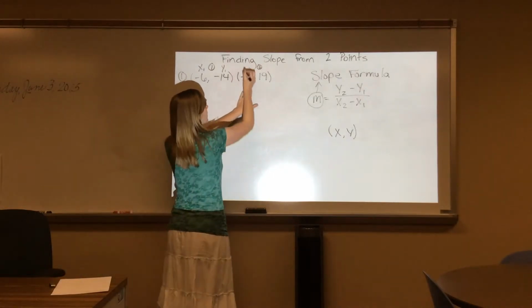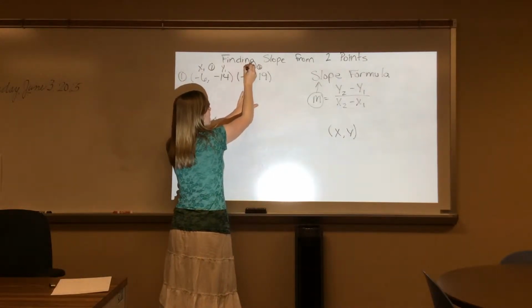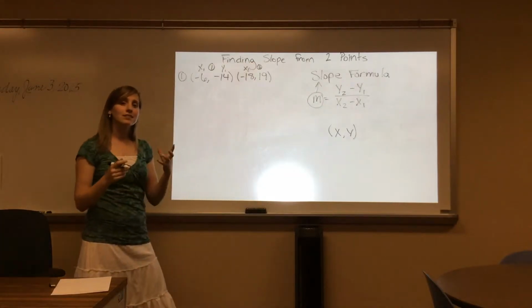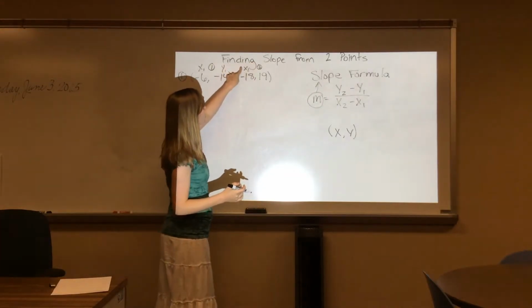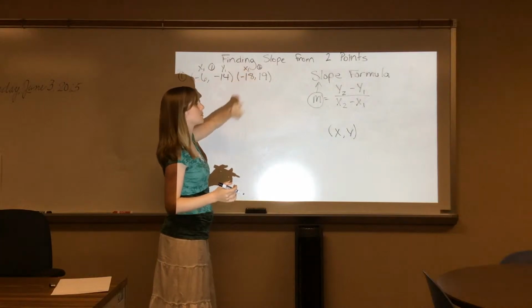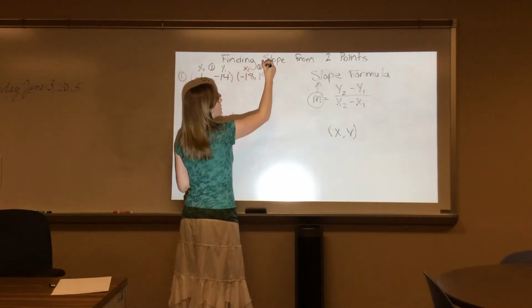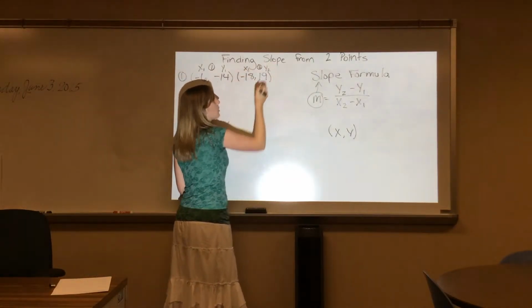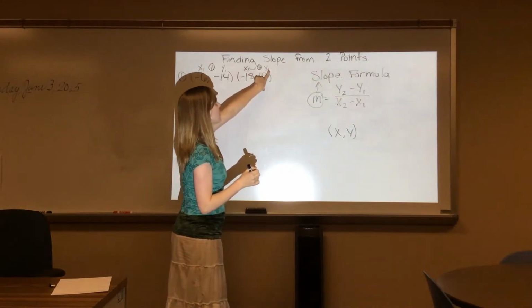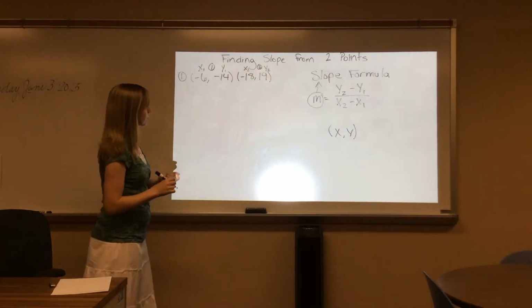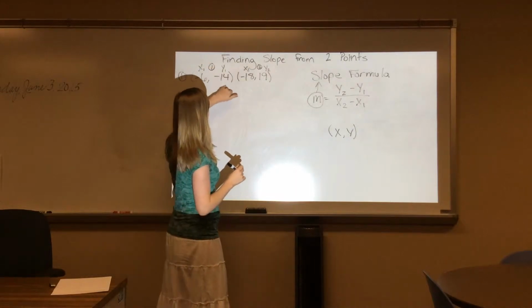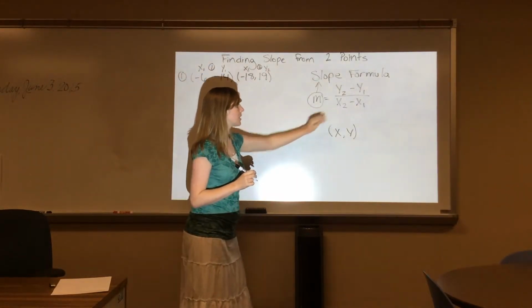Same thing with my next point. The first number is x. Now this time I'm going to put a 2 next to it because it's the second point. This is the x coordinate of the second point. That's what x sub 2 means. And then for the 19, I'll put a y sub 2 because it is the y coordinate of the second point. Then you use these numbers and plug it into the formula.